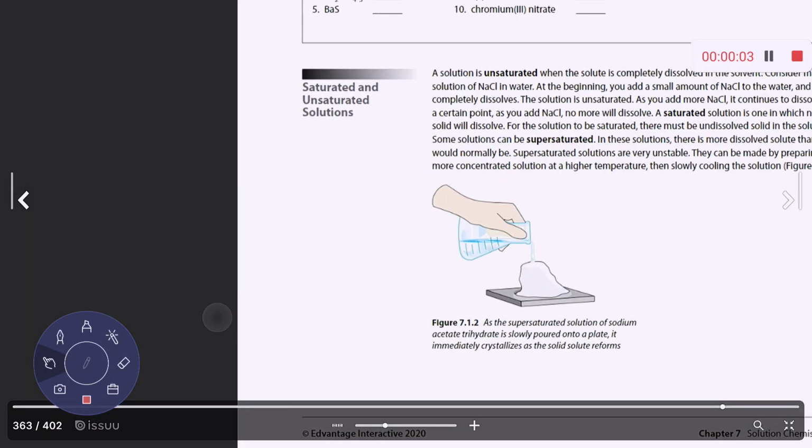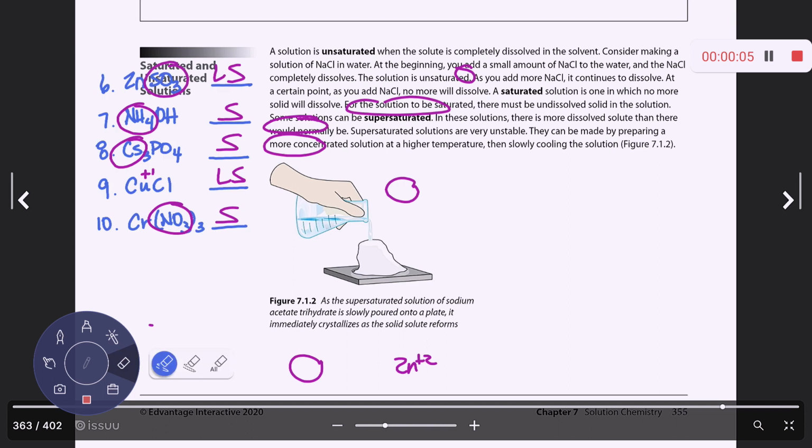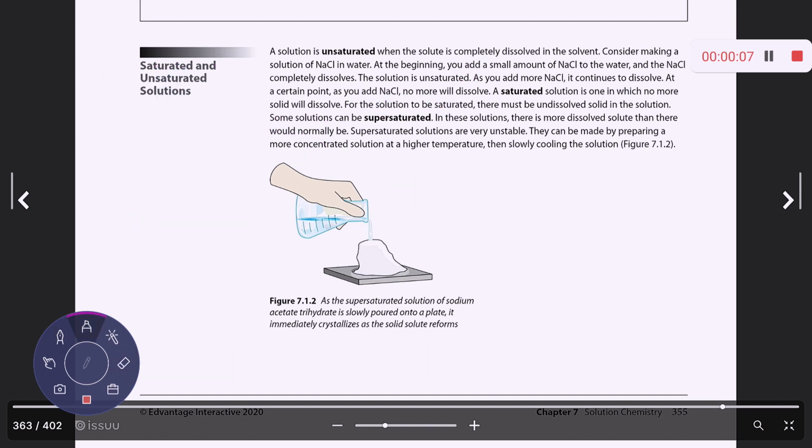Okay, let's go here. You're actually going to do a lab where you make a saturated solution. So if you had a sore throat and you were going to gargle with salt water and you were making it on your own, and let's say you added a little bit of salt and it all dissolved and there wasn't any undissolved solid left, when the solute completely dissolves, that would be an unsaturated solution, okay?